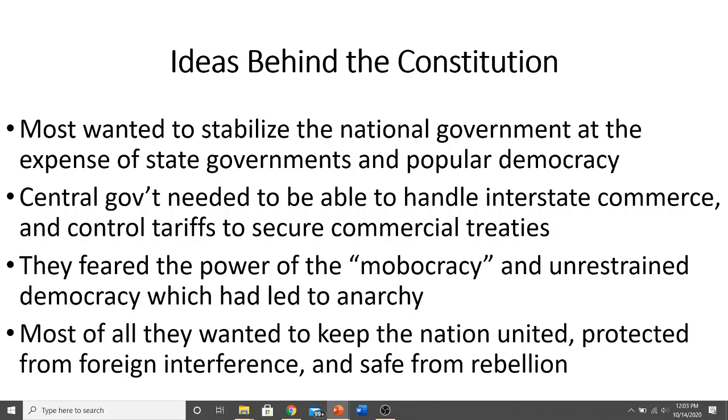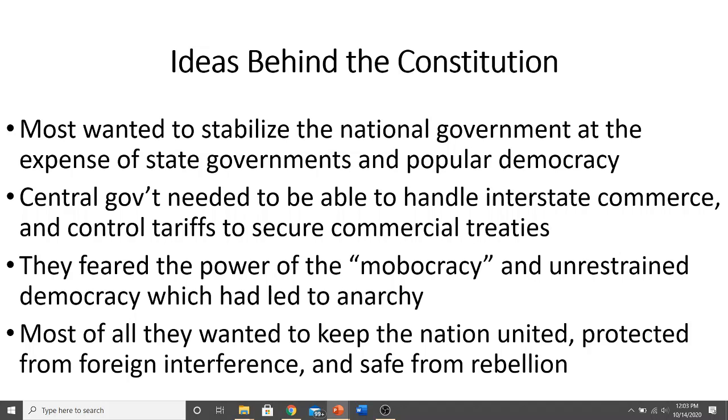So what are the ideas behind the Constitution? What is the driving force behind it? Most wanted to simply stabilize the national government at the expense of state governments and popular democracy. They realized that the central government needed to be able to handle interstate commerce and control tariffs to secure commercial treaties, not only between our nation and others, but also between the states. So financially, that's a big focus. How do we handle the issues between our states that are dividing us economically?